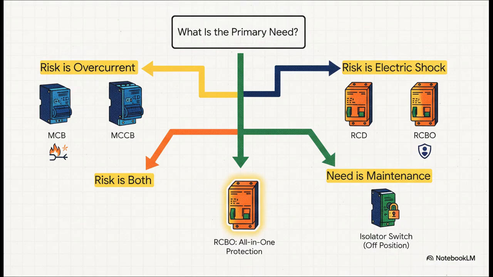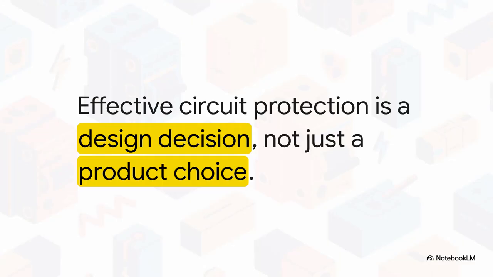Is the main risk electric shock to a person? Then you need an RCD or an RCBO. What if you need to protect against both threats in a final circuit? Well, the RCBO is your most efficient and effective solution. And finally, if you just need to guarantee a circuit is safely off for maintenance, an isolator switch is the only tool for that job. Simple as that. And that right there is the ultimate takeaway.